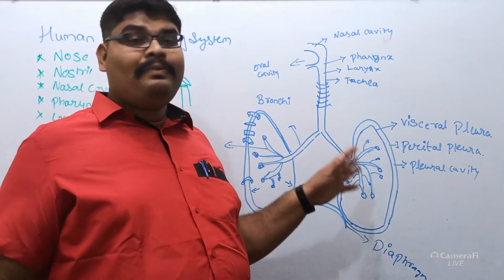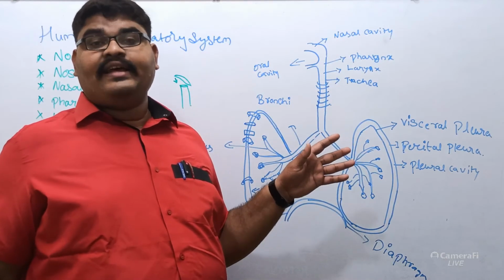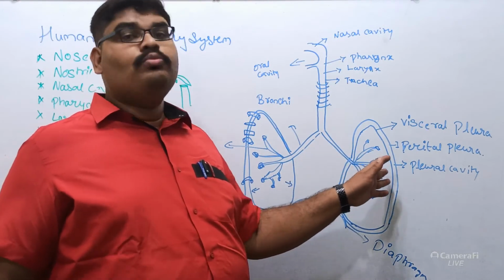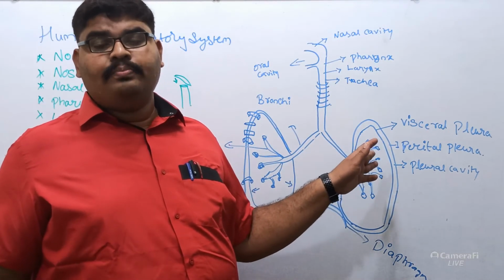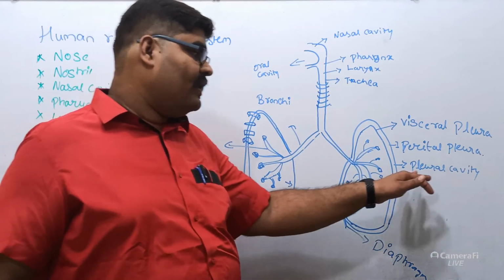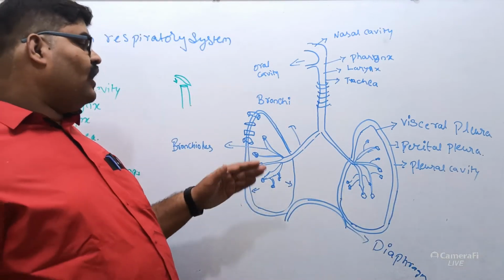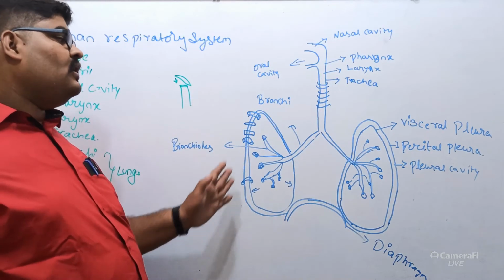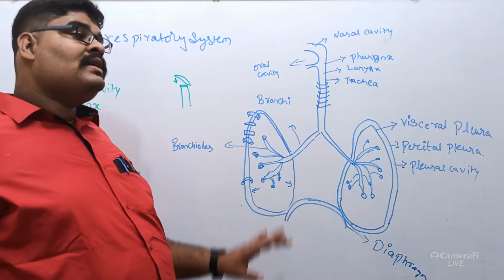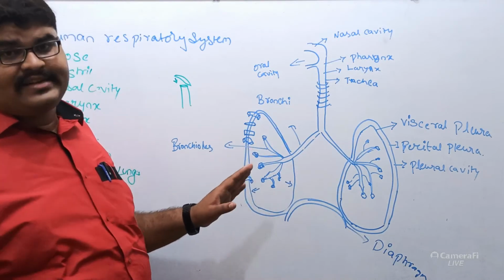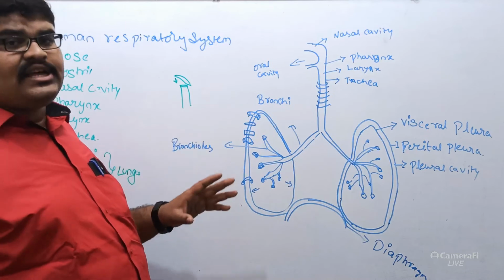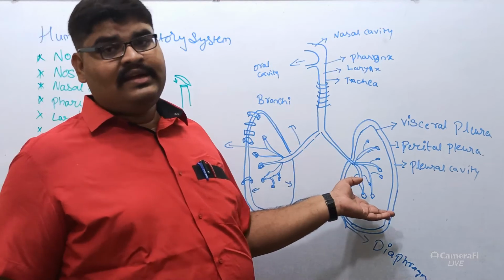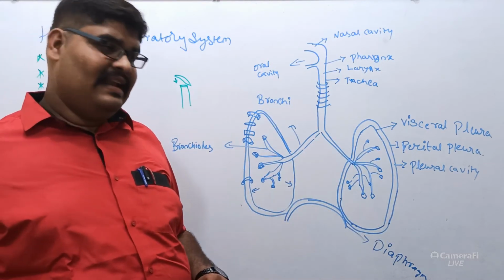So what is the role of this pleural fluid? It lubricates the lungs when they are contracting and relaxing. So this is all about the lungs. The left lung is comparatively smaller than the right lung because the heart is slightly tilted towards the left side. In order to adjust the heart, the left lung is slightly smaller.